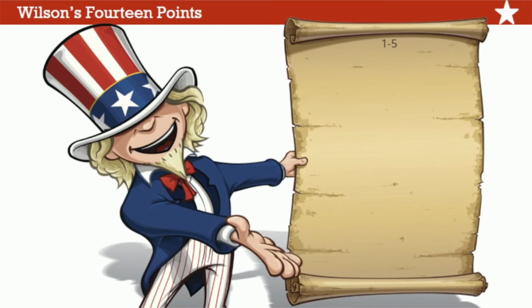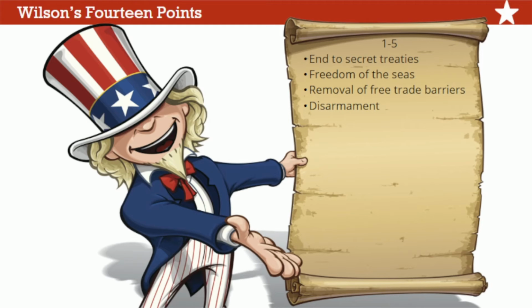The first 5 points promised an end to secret treaties, like those that had brought about the war, and freedom of the seas in peace and in war. Barriers to free trade would be removed, and nations would begin the process of disarmament, reducing the number of weapons of war. Colonial claims would be settled in a way that gave equal weight to the rights of colonized peoples.